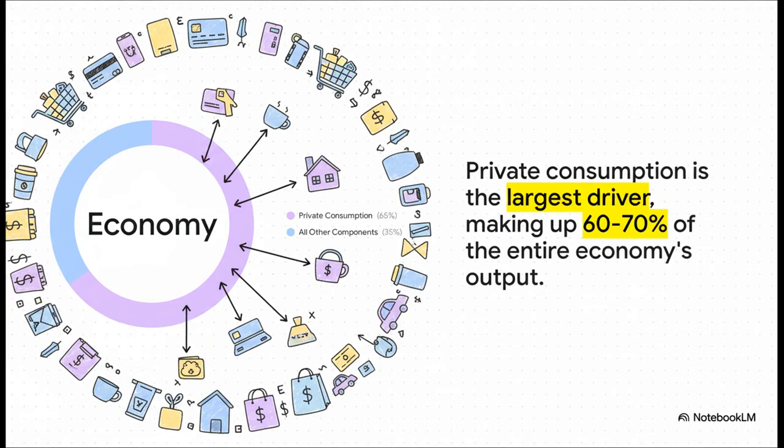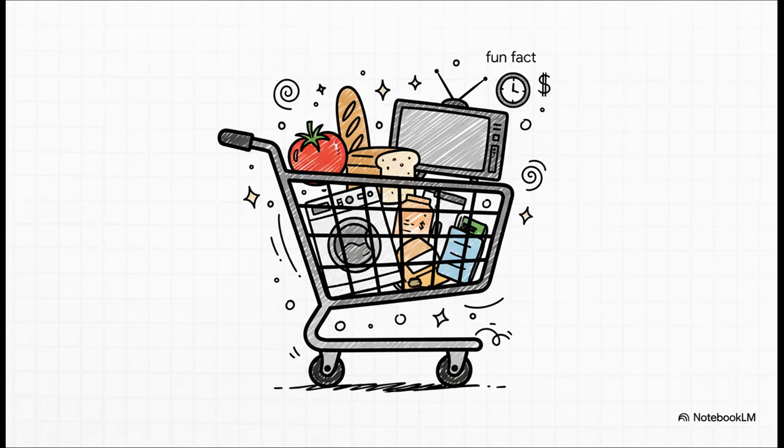Whoa, yeah, it is massive. I mean, look at that. Private consumption usually makes up a whopping 60 to 70% of the entire economy. That means our collective daily spending, our groceries, our gadgets, our coffees, that's what really keeps the whole thing moving. So what exactly are we talking about here? Well, it's pretty much everything you'd imagine. Groceries like tomatoes, a new washing machine, even a huge purchase like a new TV.